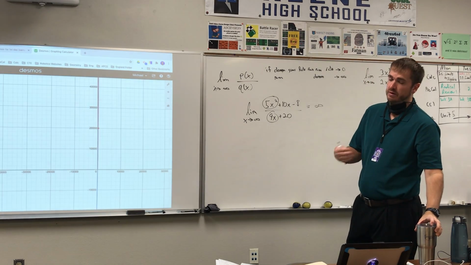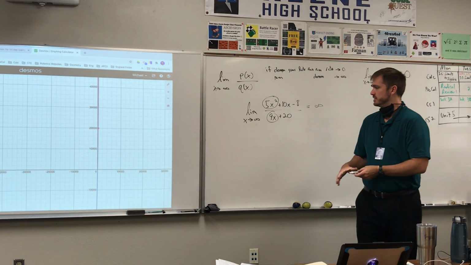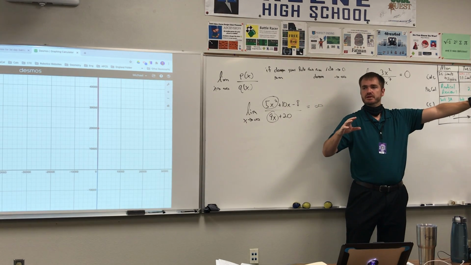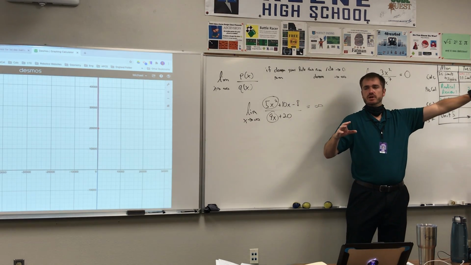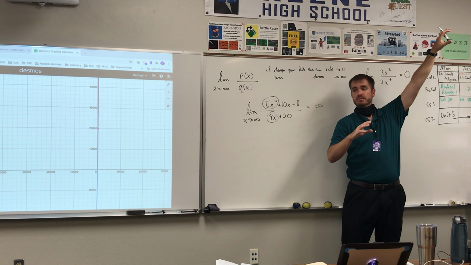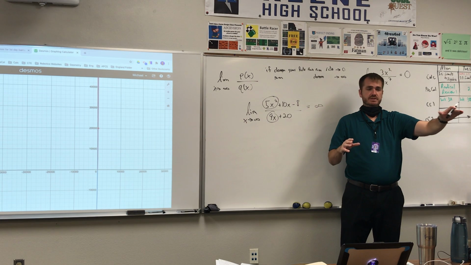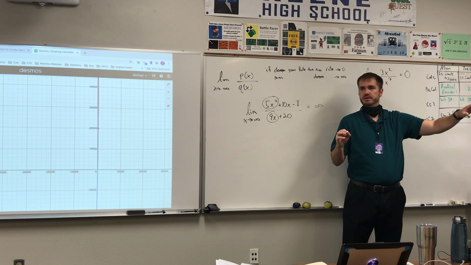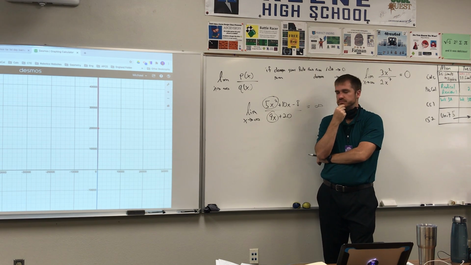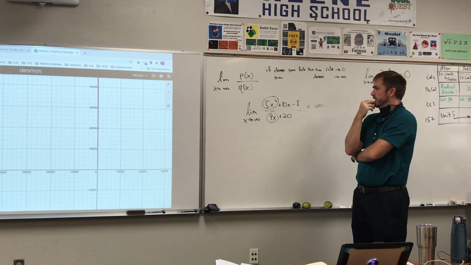What we're asking today, and a little bit yesterday, is what about the long haul? What happens to this graph as x goes on and on forever? Does it approach infinity? Is it getting bigger and bigger? Or is it approaching 0? Is it getting smaller and smaller, so to speak?